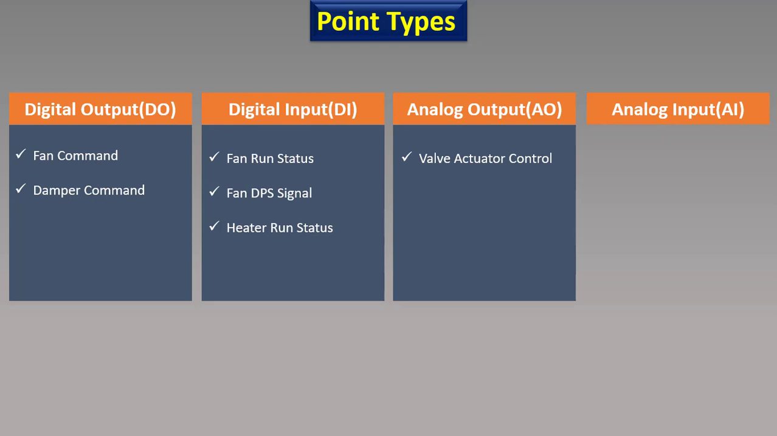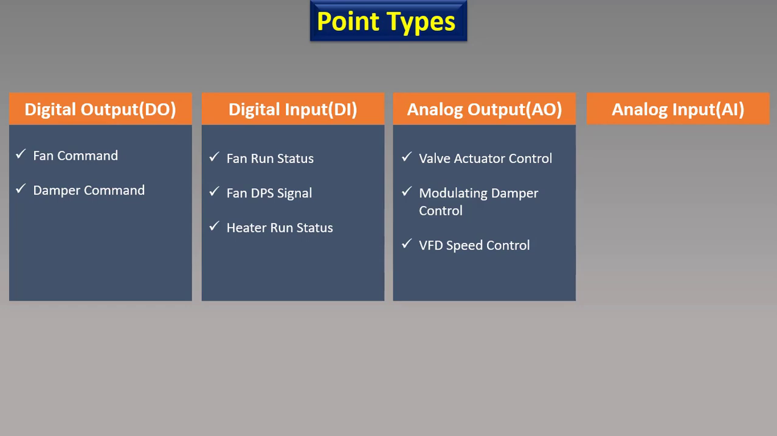So whatsoever voltage we give, it will open only to that percent. For example, if I give a 2 volt signal, the valve will be open only by 20%. Similarly, for 50% open, I will give a 5 volt signal. Another example is modulating damper control, and VFD speed control is also an analog output signal.